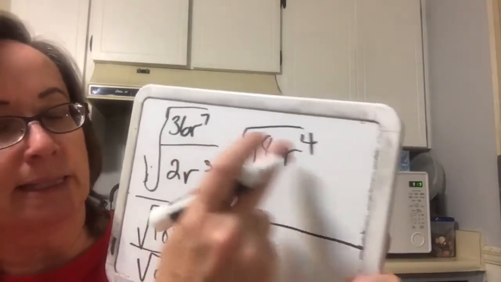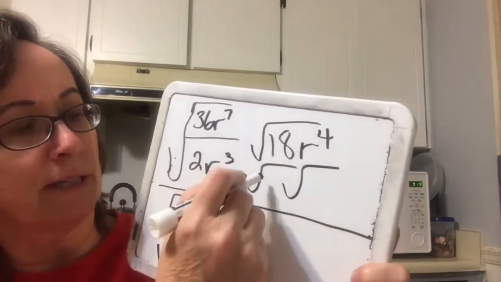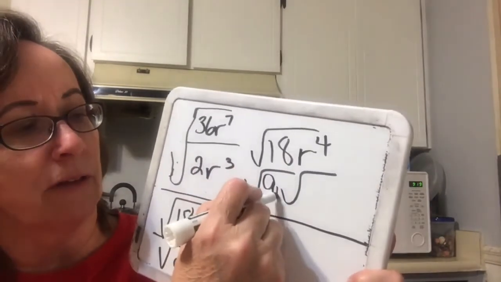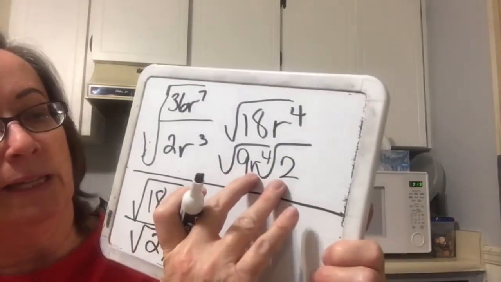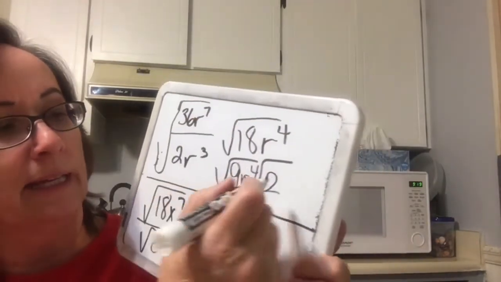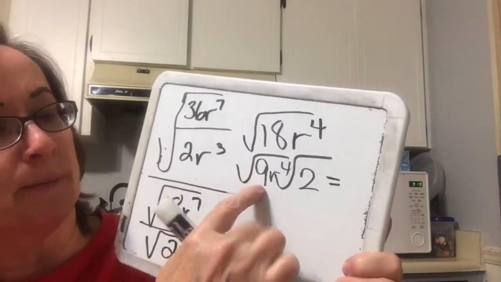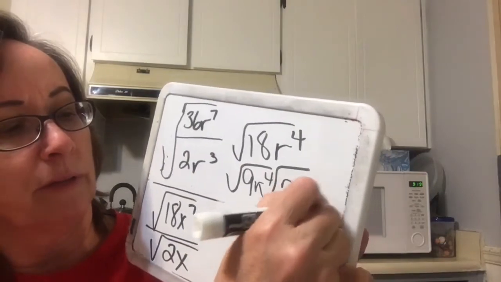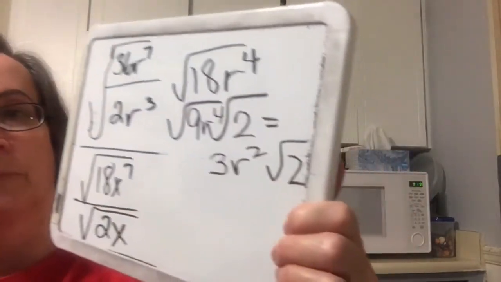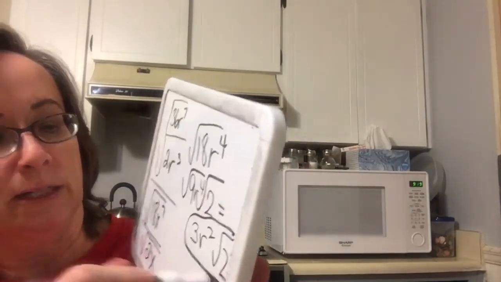Now, I will split this up into perfect and leftover. So there's a 9 in 18, and there's an r to the 4. And then we have a leftover 2. To get this product to equal that. So my final answer here is going to be, when this comes out, 3r squared, square root of 2. And that would be my answer.